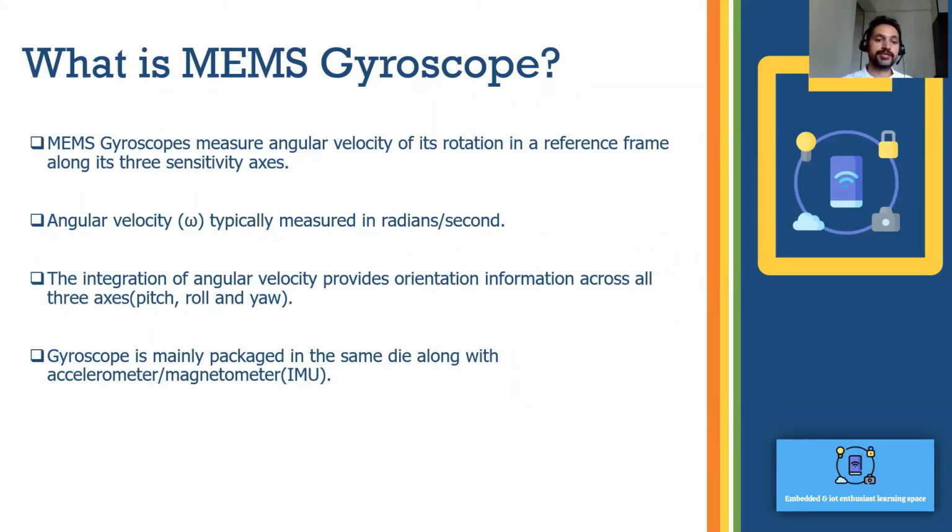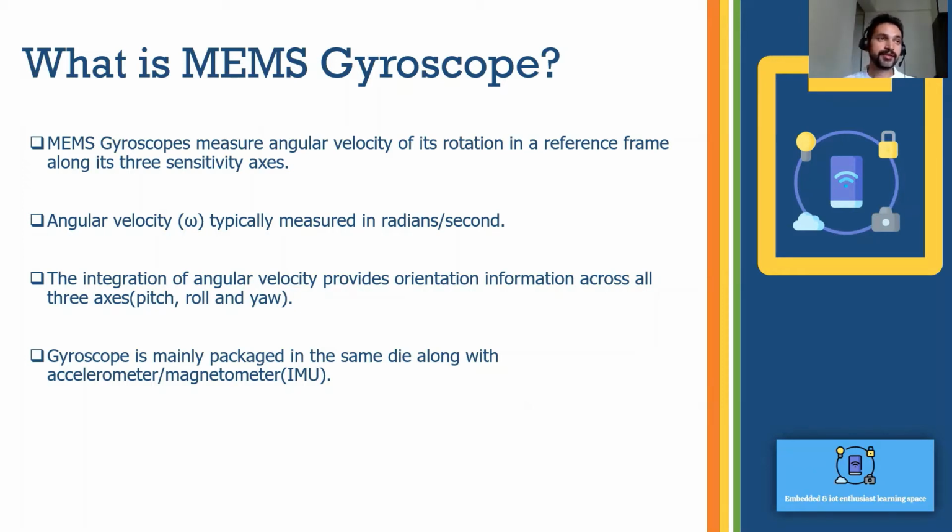So angular velocity omega is typically measured in radians per second or degrees per second. The integration of angular velocity provides the orientation information along all three axes, which we call pitch, roll, and yaw.